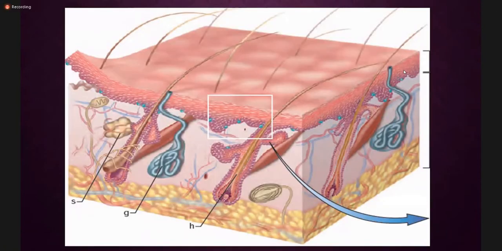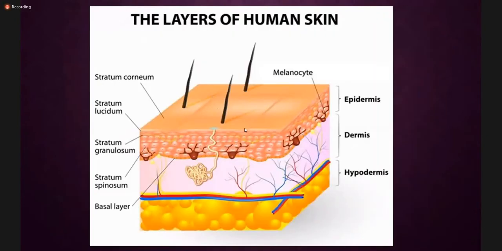So this is a section from the skin. As you know, skin has three parts: epidermis, dermis, and hypodermis. Now, looking at the epidermis, these are the layers of the human skin. This is epidermis, dermis, and hypodermis.